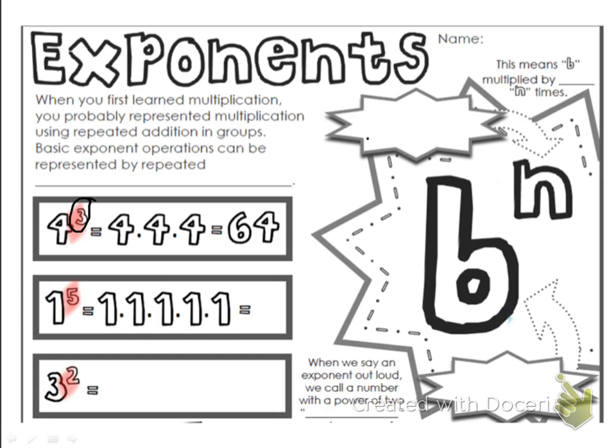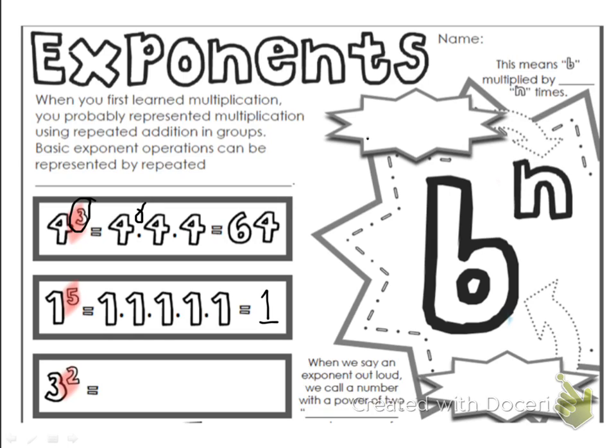So for example, here we have 4 to the power of 3. That is equal to 4 times 4 times 4. So 4 times itself 3 times. Well, 4 times 4 is 16, and 16 times 4 is 64. So 4 to the power of 3 is equal to 64. Let's do the same thing with 1 to the power of 5. That means 1 times itself 5 times. So that means 1 times 1 times 1 times 1 times 1, and that's equal to 1.